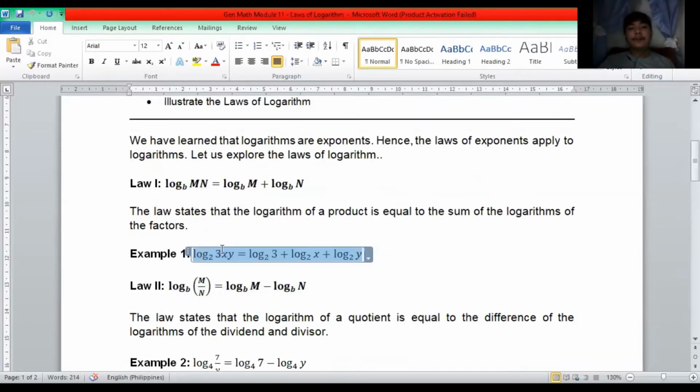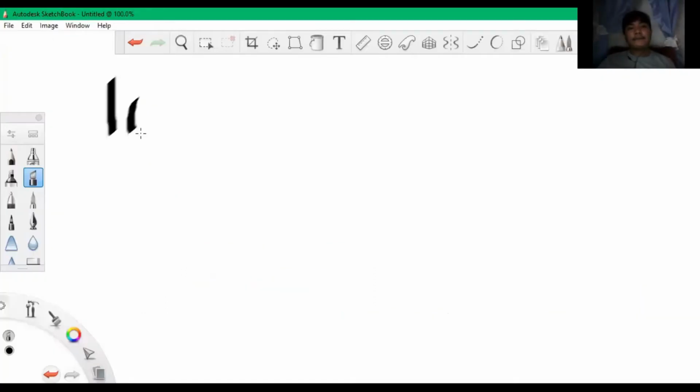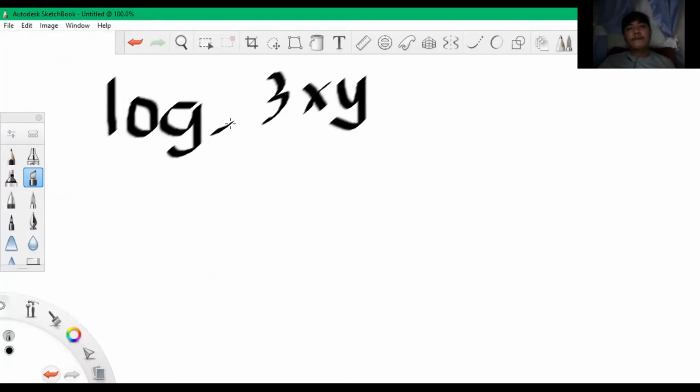The first example is the logarithm of 3xy to the base 2. So, how many terms do we have here? So, meron tatlong factors dito. So, we have the three terms. We have the 3, the x, and the y. So, yan po yung mga factors natin.